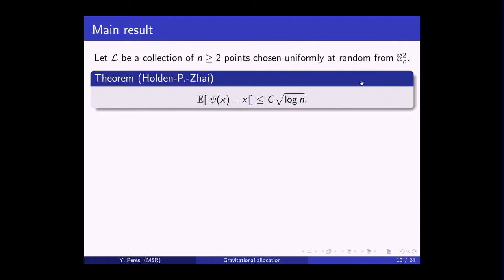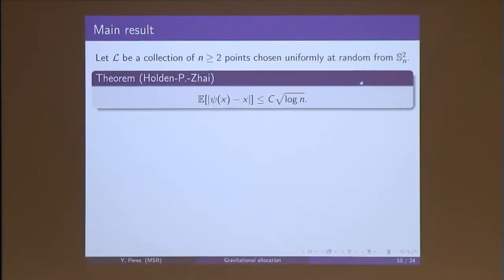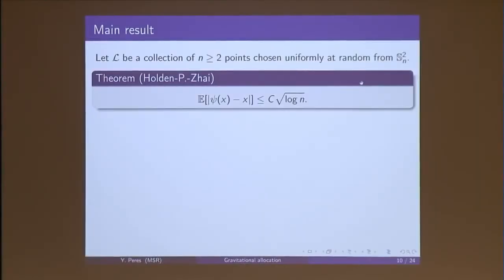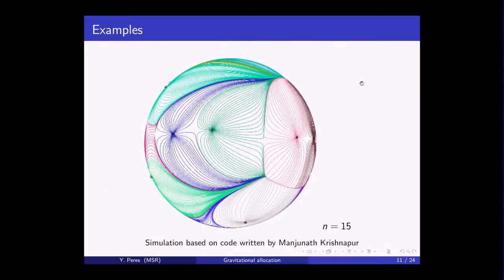So the expected distance traveled from x to psi of x is going to be a constant times root log n. Again, the normalization is we're taking a sphere of area n. The same thing applies for a torus of area n. And this is in fact optimal. So except for the value of the constant, any fair allocation on the sphere will have to have at least this expected distance traveled. So we're saying gravity is an efficient way to yield an efficient allocation.